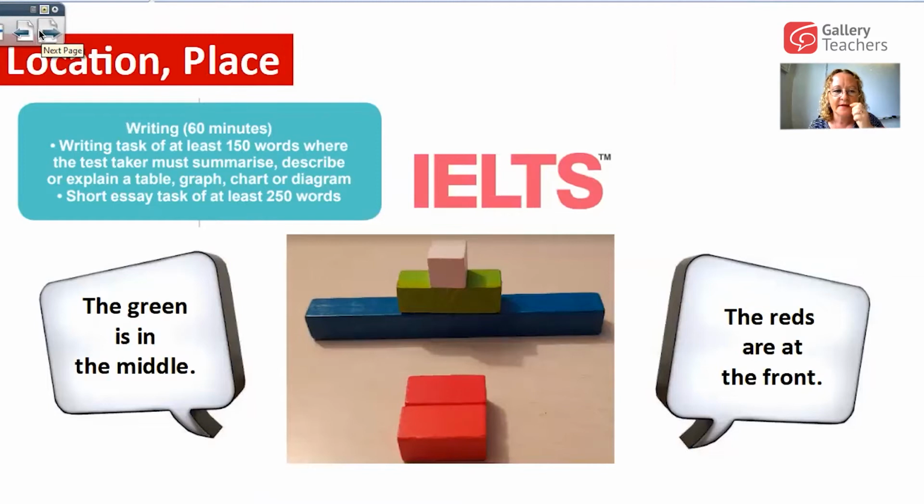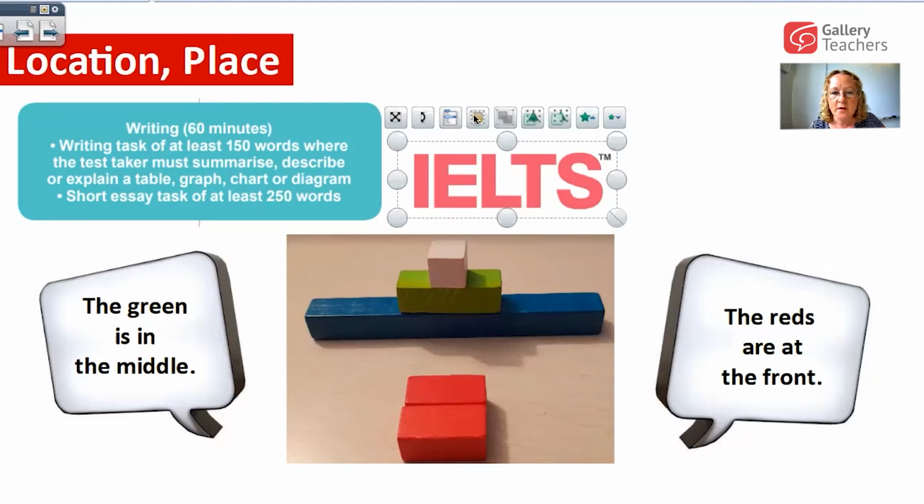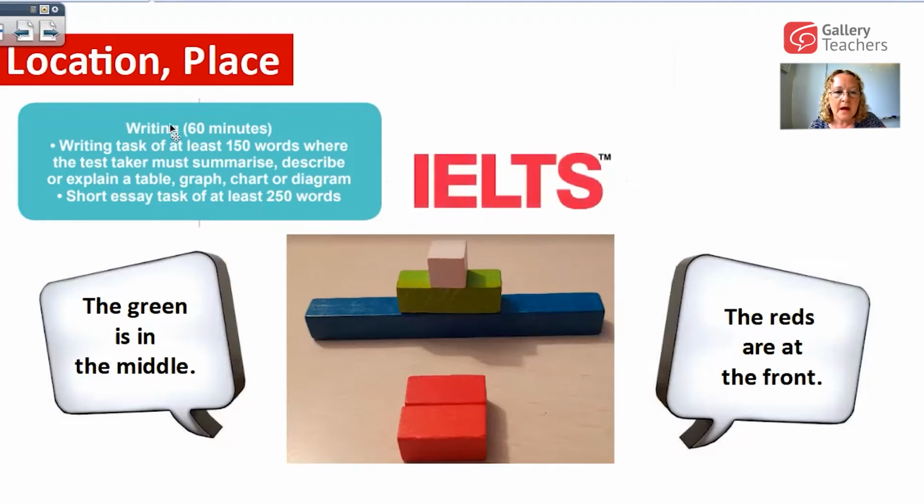Okay, thinking about the simple thing of location and place. So we've got two red rods here. We've got our blue, light green and the white. And we're just literally saying where things are. Now, this is a task that is common as well if we look in IELTS. So with the full IELTS exam, one of the writing tasks is going to ask students to write up to 150 words and describe a graph, a chart, or a diagram, and talking about where things are located.